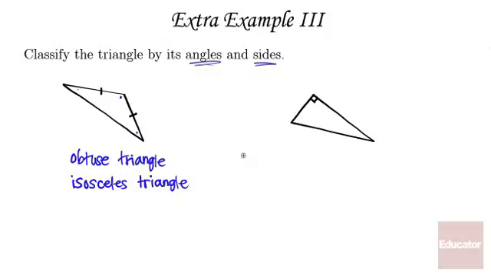The next one, by its angle, I have one right angle and an acute angle. When you have only one right angle, that makes the whole triangle a right triangle. And then, by its sides, well, it doesn't show that any two sides are the same. Okay, looks like this is the shortest one. This is the next one, and that one's the longest. So this is going to be scalene. Scalene triangle.